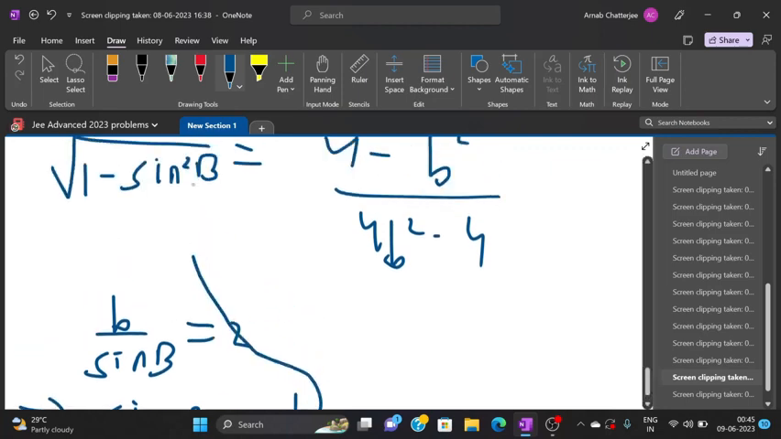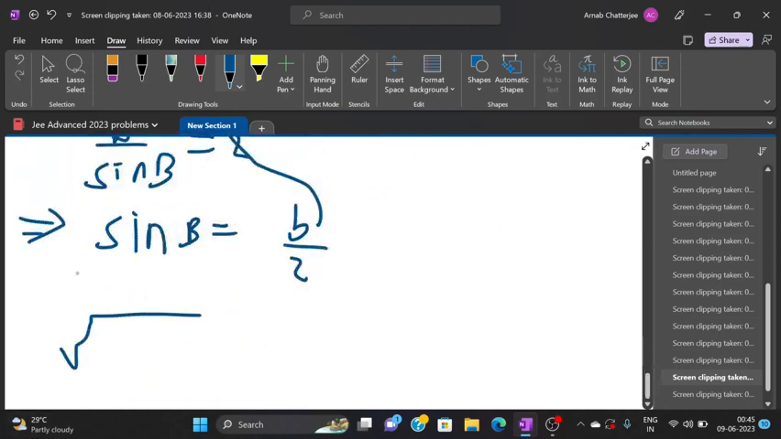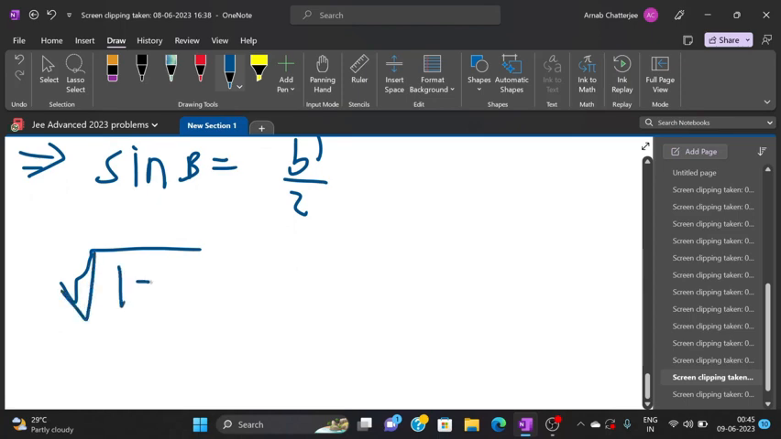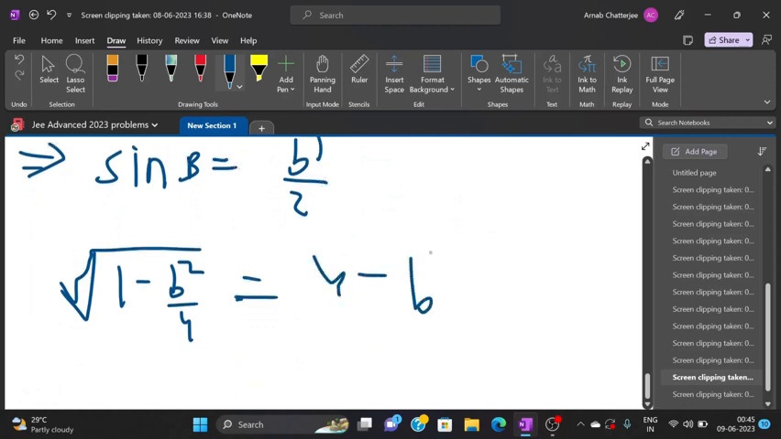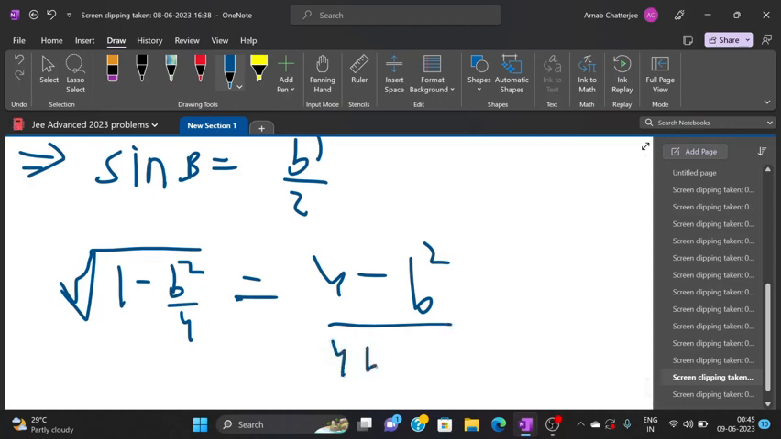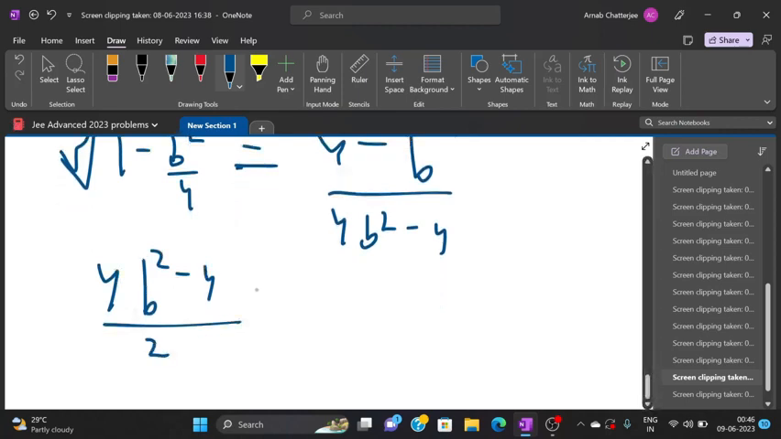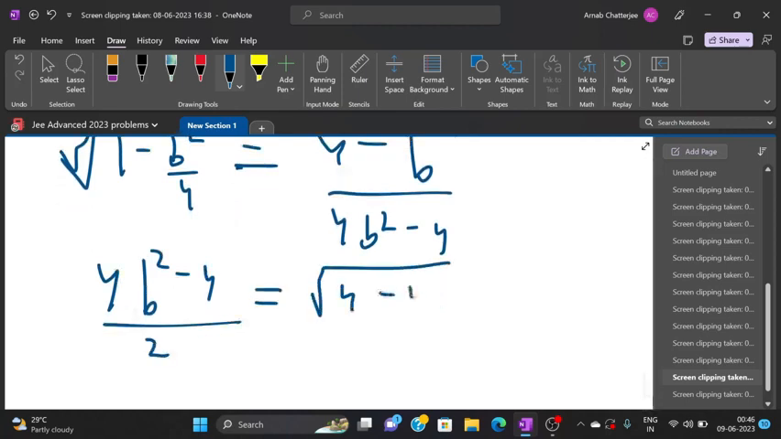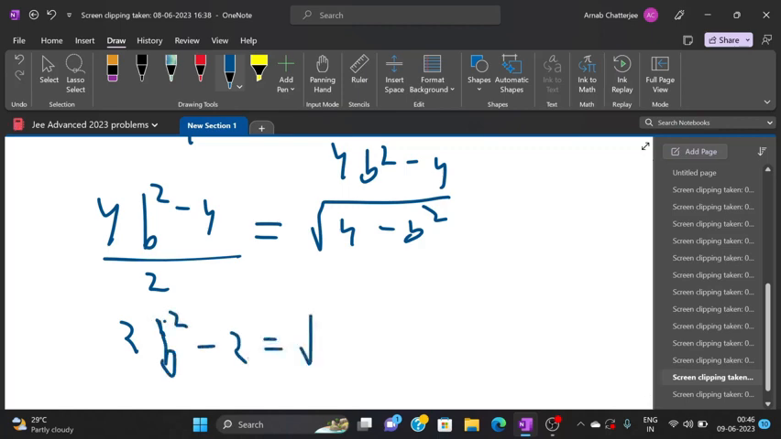So now plug this into this equation and we have under root of 1 minus B square by 4, that is equal to 4 minus B square upon 4B square minus 4. So we have 4B square minus 4 by 2 equal to under root of 4 minus B square. So we have 2B square minus 2 equal to root of 4 minus B square.